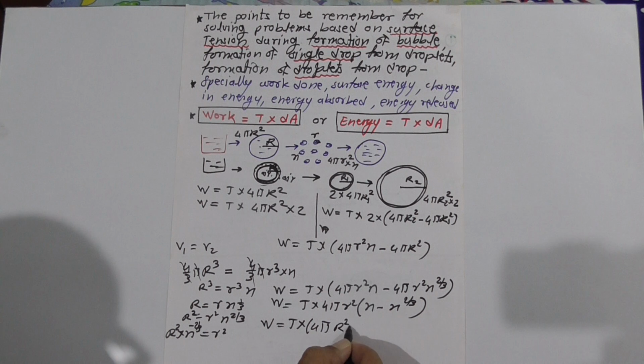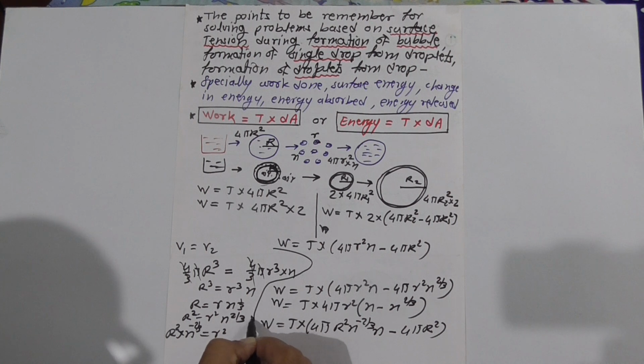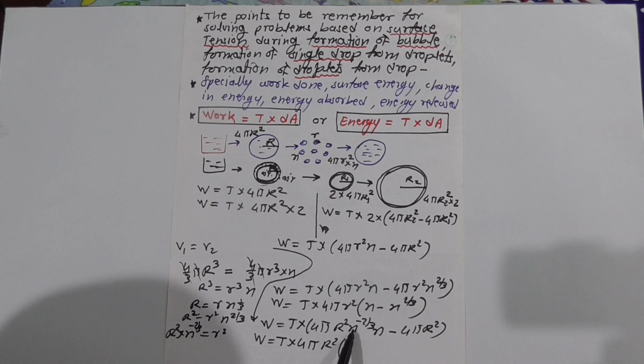Here into n again, minus 4 pi capital R square. You have to think about the expression for work done or energy in terms of capital R. Here 4 pi capital R square can be taken as a common term. Therefore energy or work done equals T into 4 pi capital R square into bracket n raised to minus 2 by 3 and n raised to 1. It comes out to be n raised to 2 by 3 minus 1, that is, n raised to 1 by 3 minus 1.